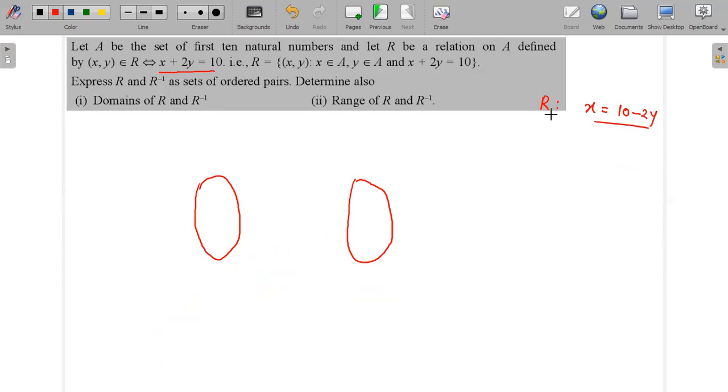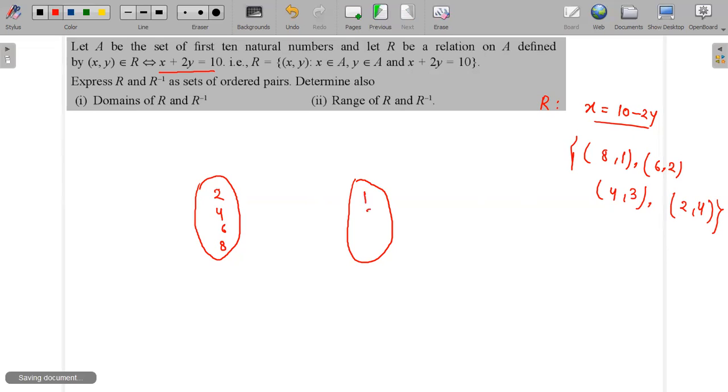Since A is limited to the first 10 natural numbers only, let me put different values of y there. For y equals 1, I'll get x equals 8. For y equals 2, I'll get x equals 6. For y equals 3, how much will x be? 4. And for y equals 4, I'll get x equals 2. I don't need to put further values because they will be beyond set A. So this is how elements from set A, which are 2, 4, 6, 8, are associated with elements from set B, which are 1, 2, 3, 4.